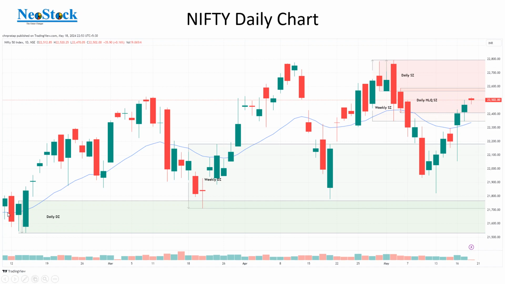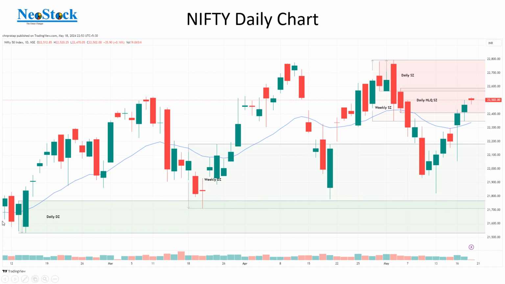So we have a daily demand zone, drop, base, rally. See, this daily zone is responsible for creation of the weekly zone. That's why, see, each time prices are nearing this daily demand zone, from there it is taking the support and moving up. See here also prices were nearing this demand zone. So that means near this daily demand zone, institutions keep on adding strong order flow.